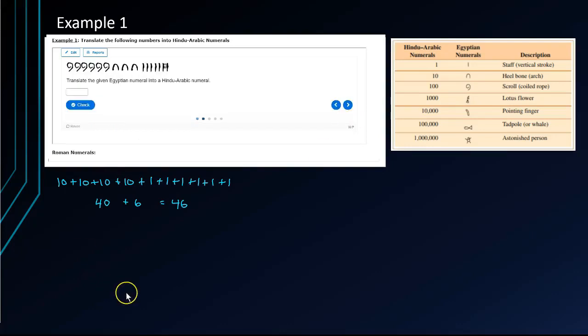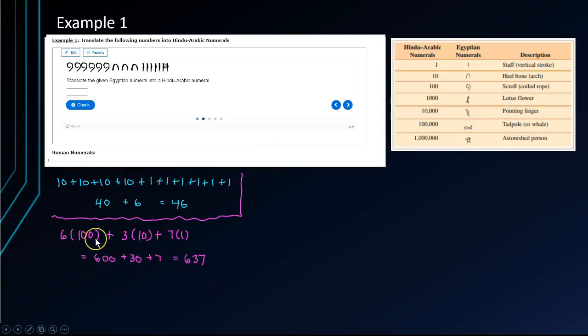Moving on to the next one, we have this symbolism here, and I'll make myself some room. I can see I have 1, 2, 3, 4, 5, 6 of these scrolls. I have 3 of these heel bones, and I have 1, 2, 3, 4, 5, 6, 7 of what they call stabs, vertical strokes, whatever you want to call it. So as a result, I have 6 times 100 plus 3 times 10 plus 7 times 1, which is 600 plus 30 plus 7, which is 637.